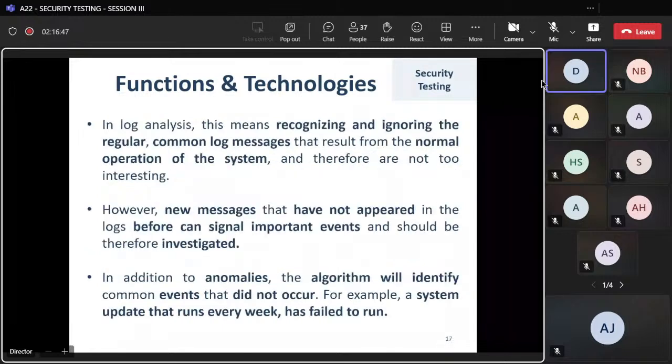In log analysis, this means recognizing and ignoring the regular common logs. This is what we discussed in artificial ignorance. It will try to identify common log messages which are generated in BAU, so there is no threat in them. So it will remove those, and if there are any new messages that haven't appeared in the previous logs, it could be a signal for some critical or suspicious events. Only those events qualify for further investigation.